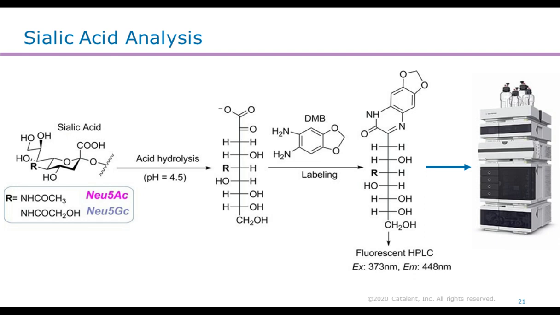So a typical sialic acid experiment starts by incubating a glycoprotein in mild acid hydrolysis conditions. This will cleave off the sialic acids from the terminal positions of the N-Glycan. The released sialic acids are then derivatized with a fluorescent compound like DMB. We'll then purify those derivatized compounds and analyze those sialic acids by FLD-HPLC.